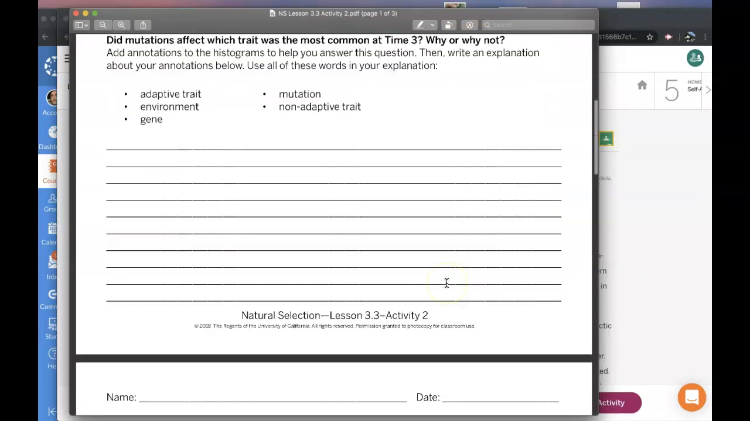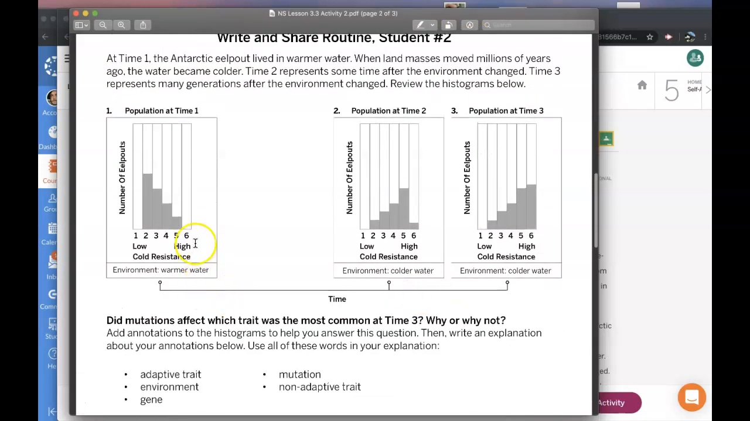If we look at student number 2, again, same question. If we look at the population at time 3, we can see that number 6 is the most common. If you look at the initial population, 6 is not part of it. You can see that 6 showed up here, which means that a mutation occurred. Then sometime later, the mutation becomes the highest distribution of that trait. So that means that the mutation did affect which trait was the most common at time 3.